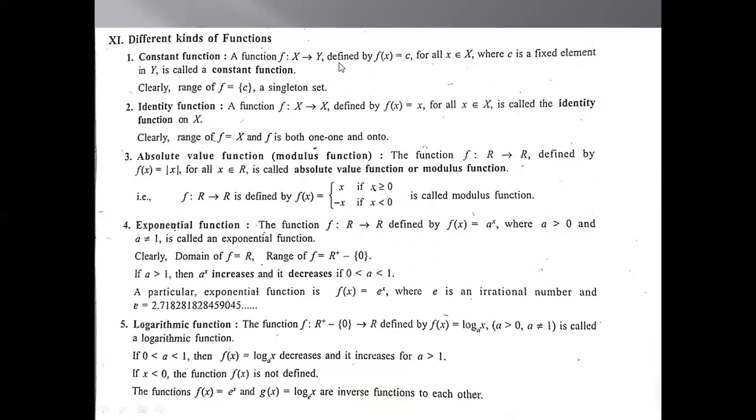So f: X to Y defined by f of x is equal to c or k for all x belongs to capital X, where c is a fixed element in Y, is called a constant function. Clearly, the range of the function is constant only. Whatever you take, that will come in the range. And it is a single element because it is a fixed element. If you take any constant number, that should be fixed. So this is a singleton set.